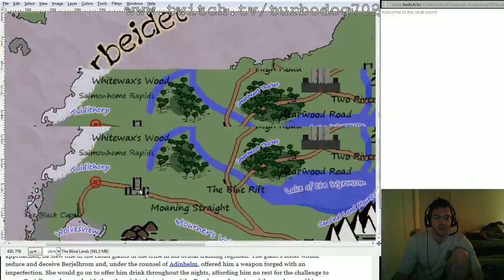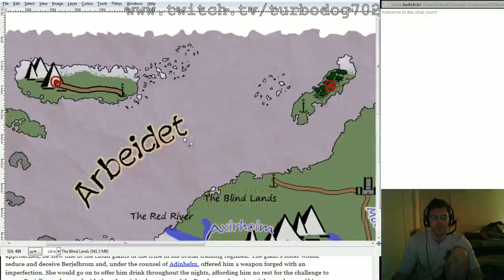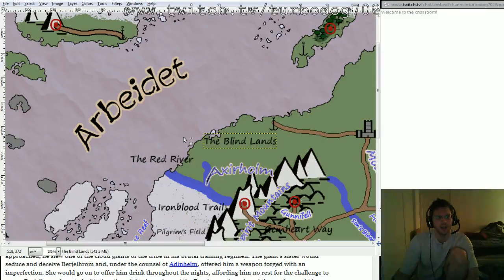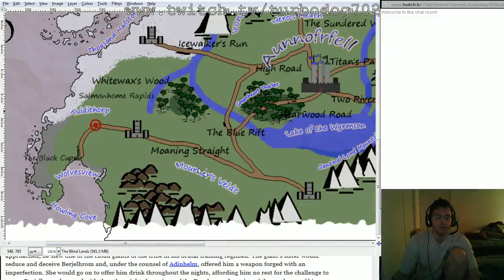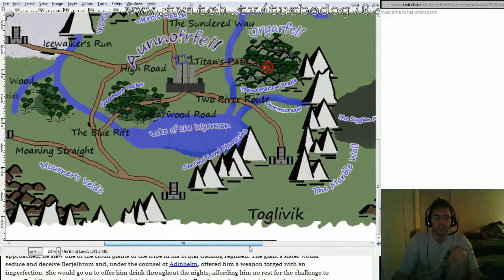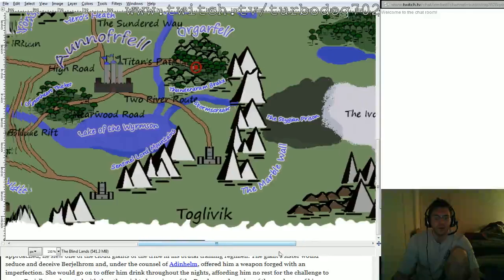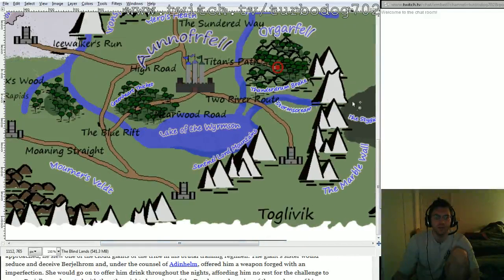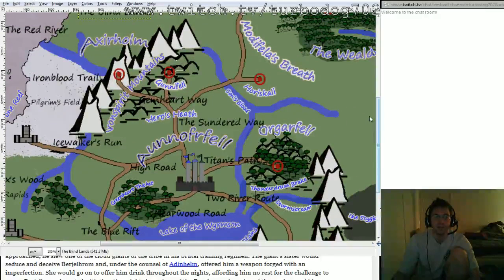So try to make names that are thematic, that describe the area, or some function of who discovered it and named it. You'll find that your world starts to gain a lot more feeling. At the same time, what does Toglovic mean? What does Alpherfell mean when you're talking about towns?